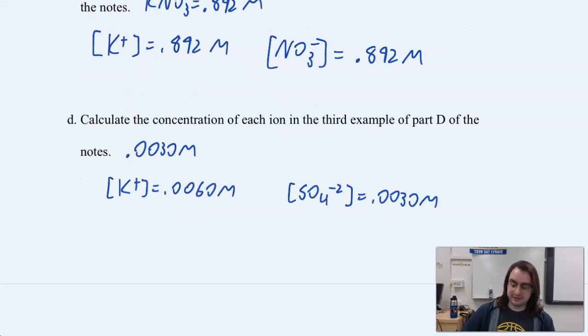Hopefully this is what you got. Again, make sure that you show the work so you understand what you're doing when you go back and look at it again, but that's all it takes. We can easily calculate the concentration of the ions just by looking at their dissociation equations, and that, folks, is it.